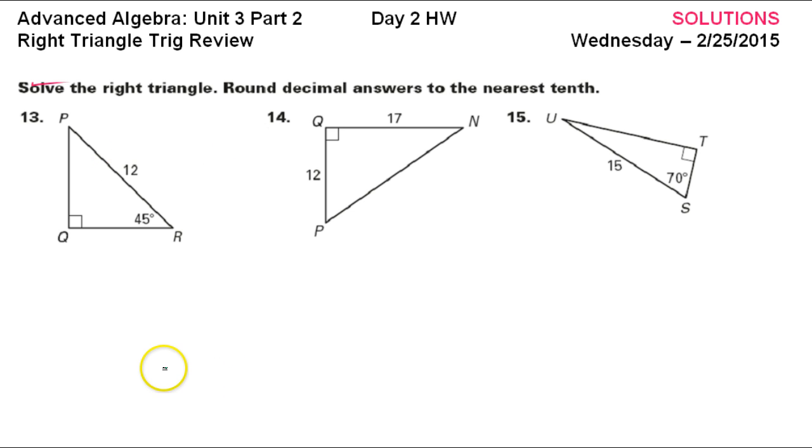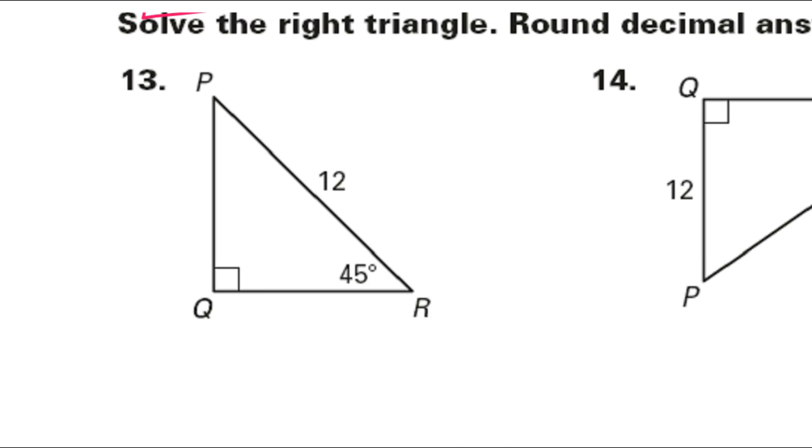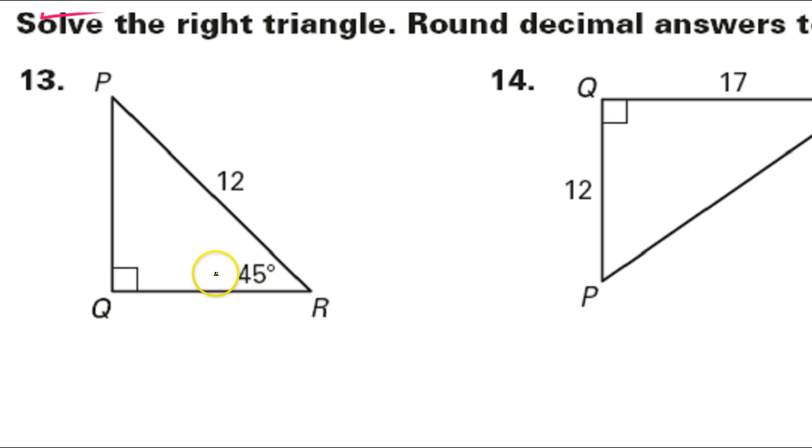Okay, so let's dive in and solve the triangle in number 13. And the directions say round the answer to the nearest tenth, so 1 decimal place. So looking at number 13, we are missing 3 things that we have to find. We have to find 2 unknown sides and 1 unknown angle. Let's start with this unknown angle right here. Well, these angles have to be complementary. We've already got 90 degrees right here, so the other 2 angles must add up to 90 degrees.